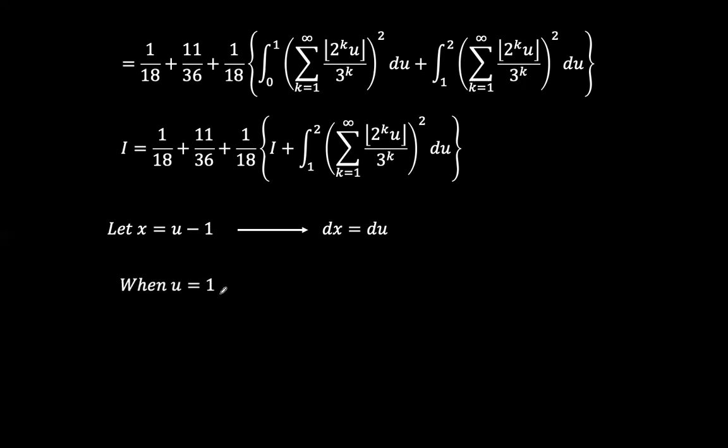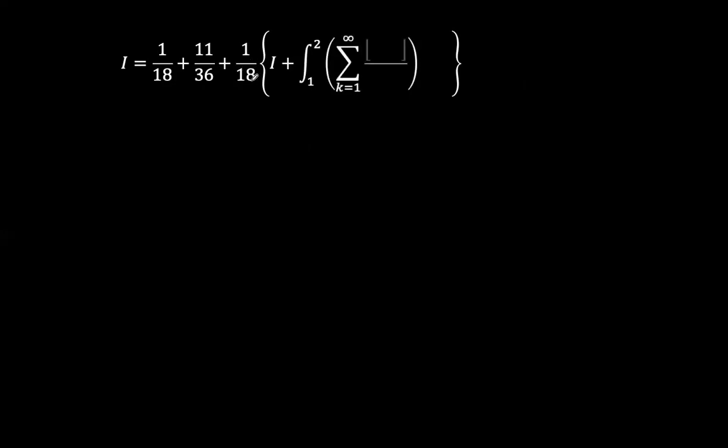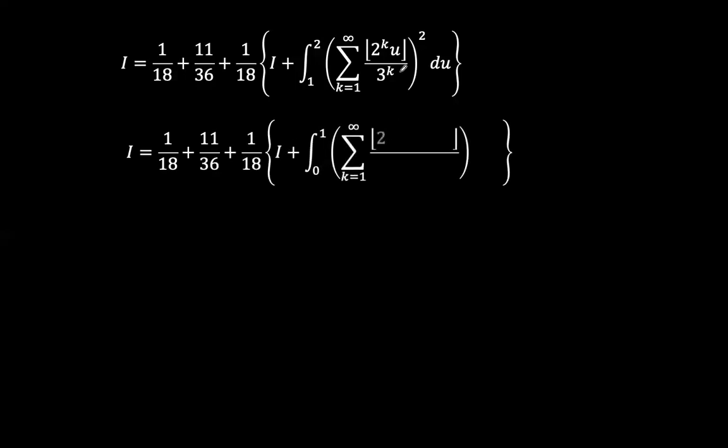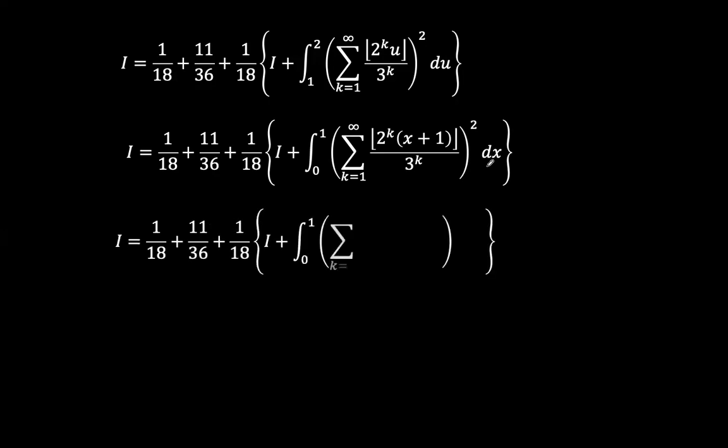But as you can see, when u is equal to 1, x is equal to 0. And then when u equals 2, x is equal to 1. And so our integration essentially becomes I is equal to 1 over 18 plus 11 over 36 plus 1 over 18 in bracket I plus, this integral now shifts. So we have I plus 0 to 1. But in place of u now we have x plus 1, which is now interesting because we can multiply 2 to the power k across. So we have 2 to the power k x plus 2 to the power k.